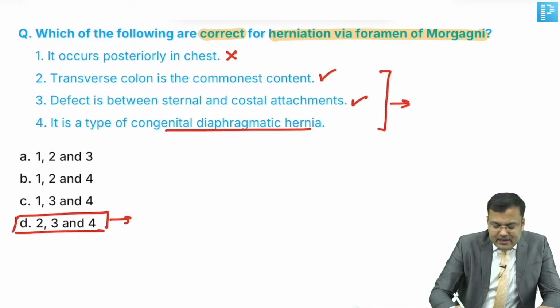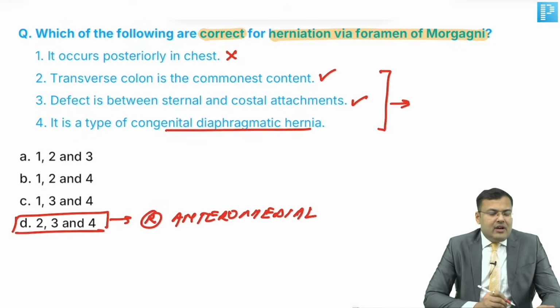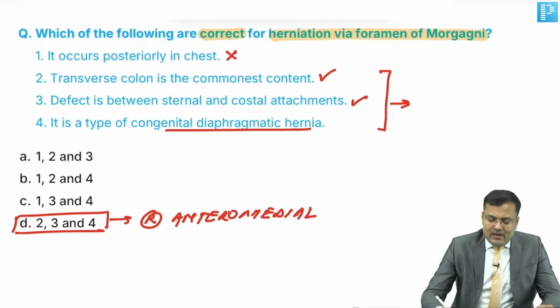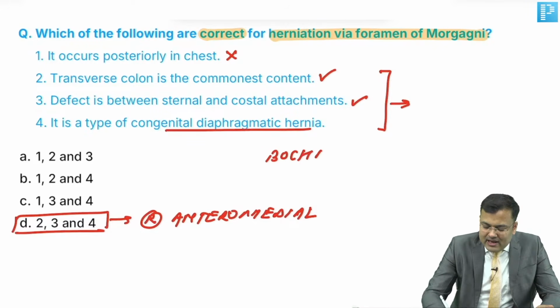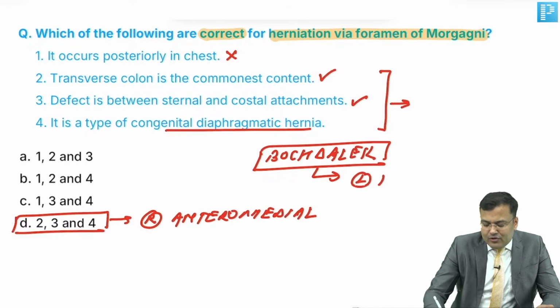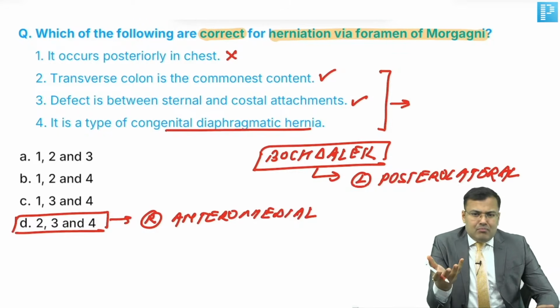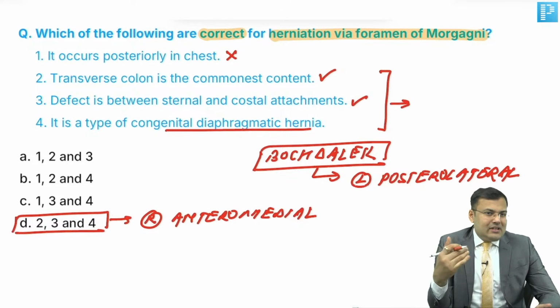Remember where is the defect guys? Here, right anteromedial. Here where is the defect? The defect is right anteromedial. And you know Bochdalek hernia, where is the defect? In Bochdalek, the defect is left posterolateral. And one question from all of you, can you tell me the content? In Morgagni hernia or Larrey's hernia, the content is transverse colon.